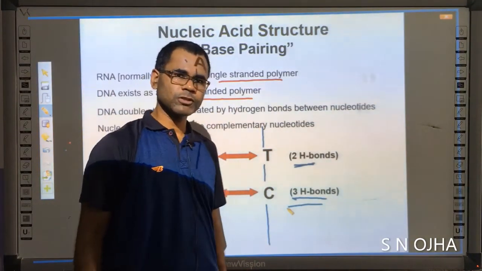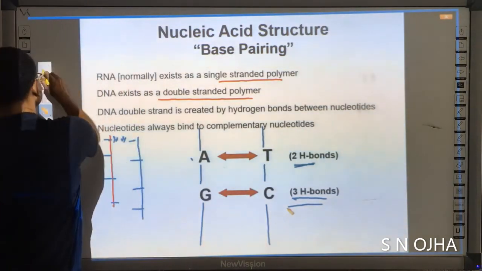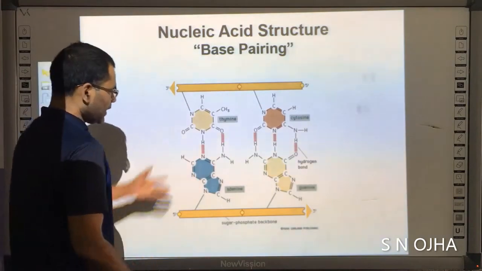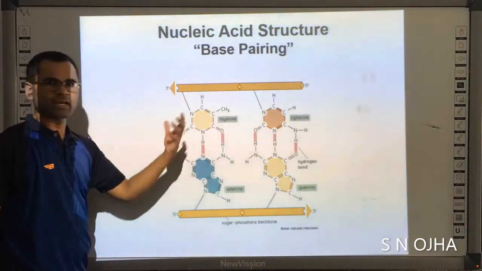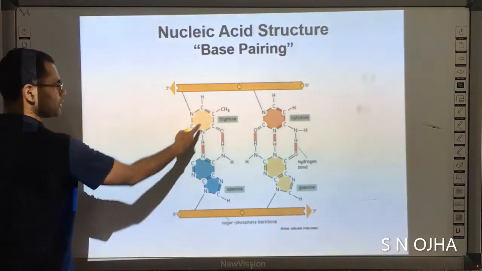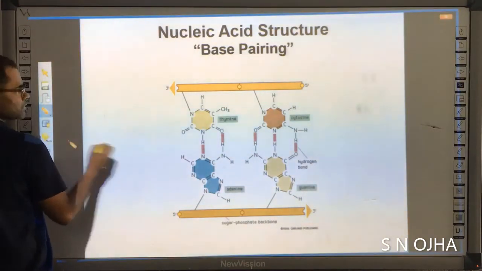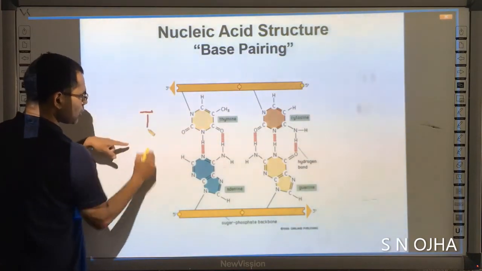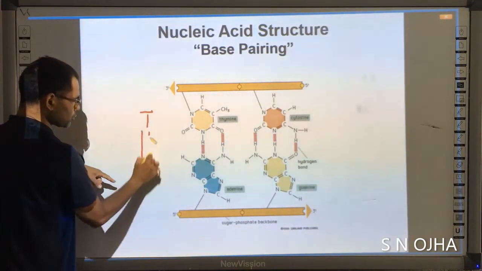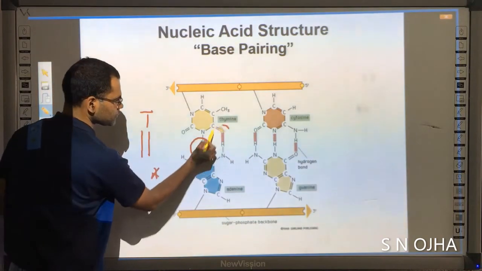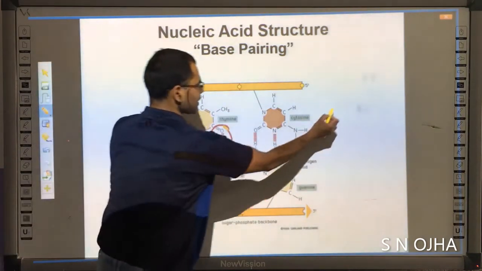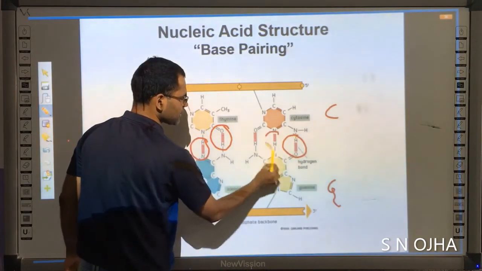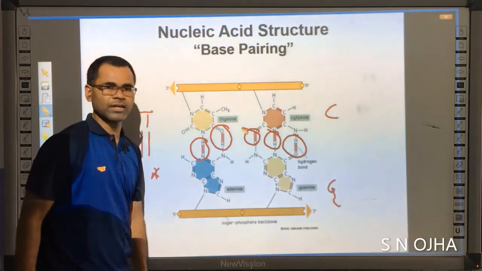It is again a 1 mark question. It is important to note. This is how you can understand how 2 and 3 hydrogen bonds are connected. Suppose this is thymine and this is adenine. So T always pairs with A by 2 hydrogen bonds, and these are the 2 hydrogen bonds. And this is the cytosine, here it is guanine. C pairs with G by 3 hydrogen bonds. So here are the 3 hydrogen bonds.